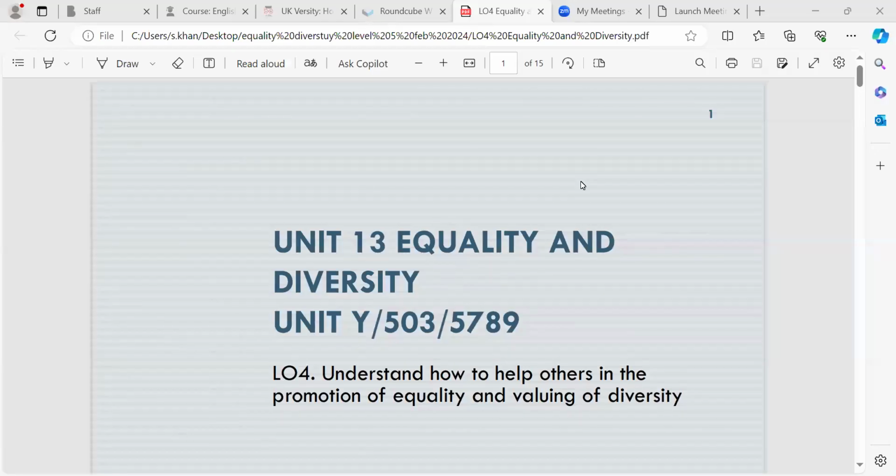So the unit we'll be doing today is Unit 13, which is Equality and Diversity. And we're going to be looking at Learning Outcome 4, which is the final learning outcome before your assignment discussion. In the last learning outcome, we looked at being able to promote equality and diversity and value diversity. And here we're looking at how to help others actually promote equality and diversity. So there's a link between how we did it in last week's session and how we help others do it.